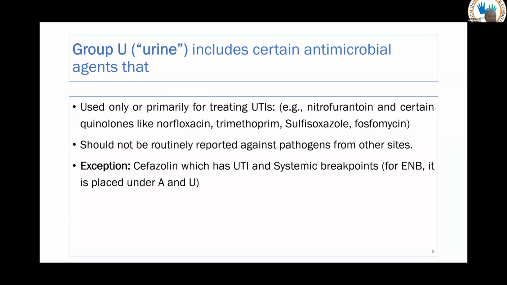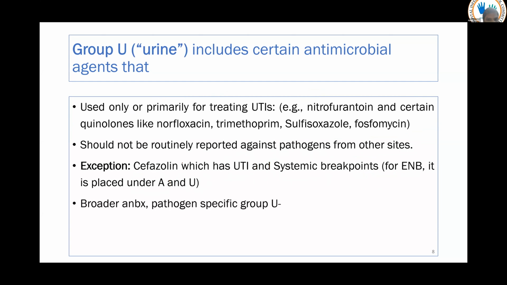Okay, the only exception here is cefazolin, which has a UTI breakpoint as well as a systemic breakpoint, especially in the Enterobacteriaceae family. It has two breakpoints, one UTI breakpoint and one systemic breakpoint, and therefore it is placed in both the A and U categories. So this is the only exception where it is placed under both categories.